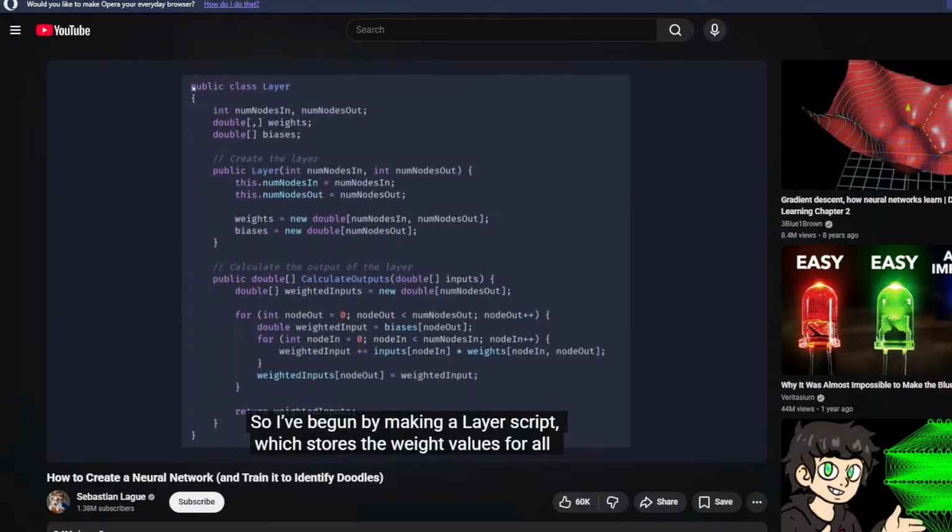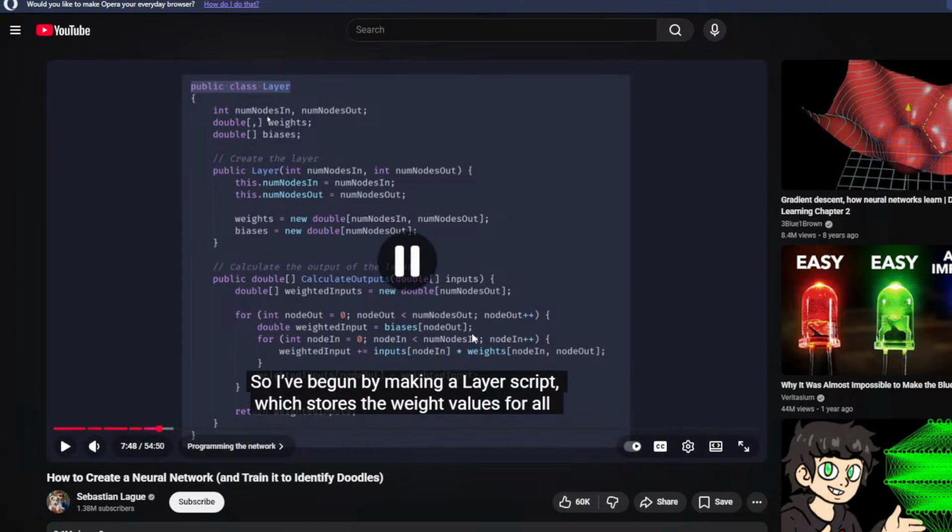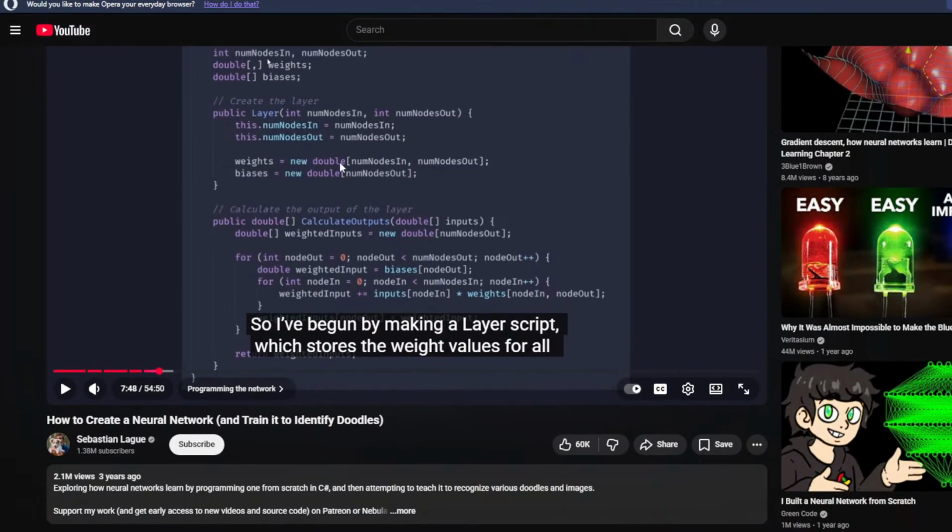So I've begun by making a layer script, which stores the number of nodes in, the number of nodes out, your weights, and your biases. Then you're creating a class that takes in the nodes in and nodes out, and sets the constructor to that.